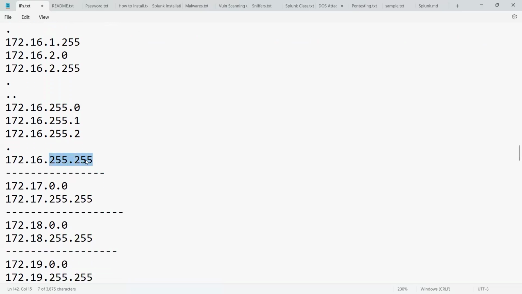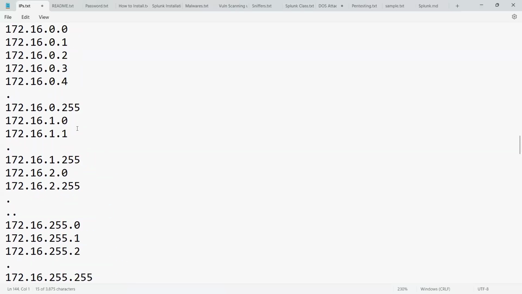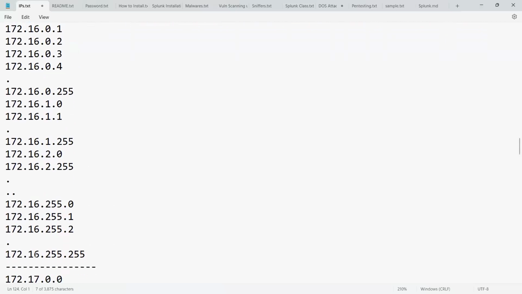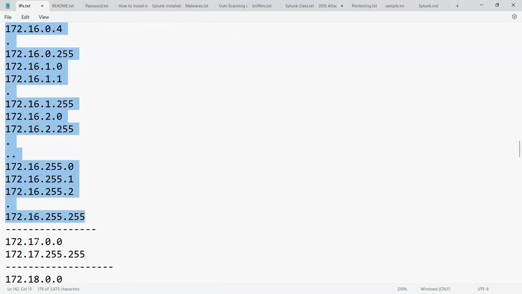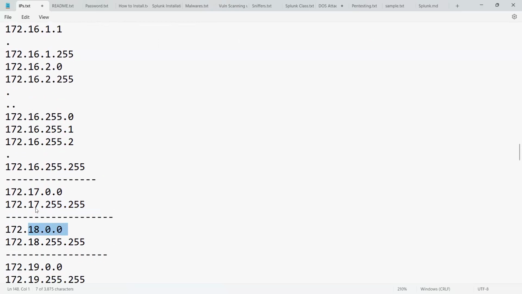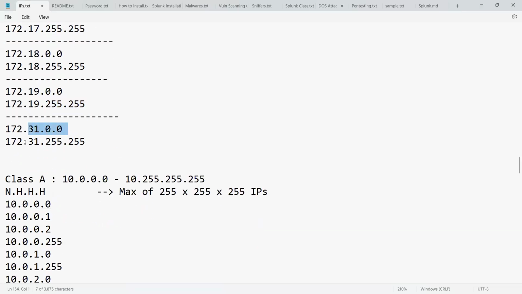Now, once both these octets are filled, then the 16 changes to 17. And whenever there's a change in the network portion, the network divides. So all these devices from 16.0.0 to 16.255.255 belong to the same network. But when the 16 changes to 17, the network divides. Again, from 17.0.0 to 17.255.255, that's another network. 18.0.0 to 18.255.255, another network. 19.0.0 to 19.255.255, another network. Like that, it goes up to 31.0.0 to 31.255.255. That's the last private IP.